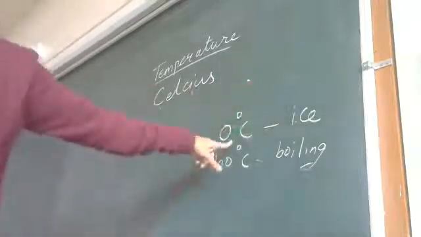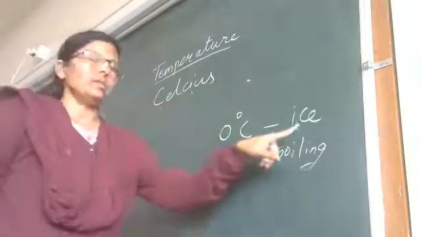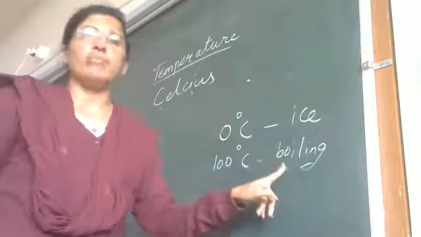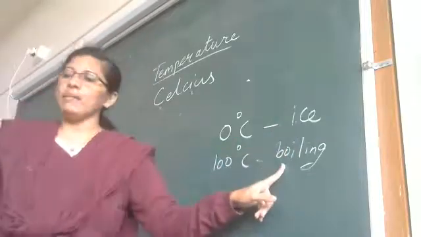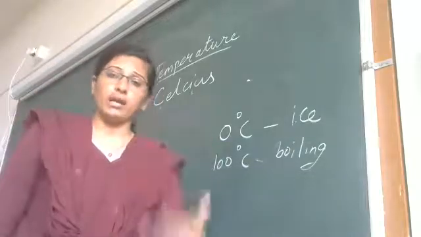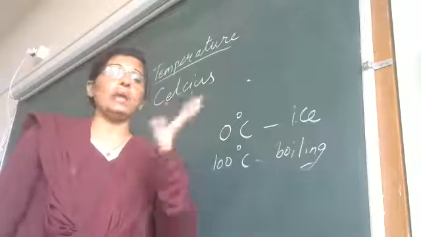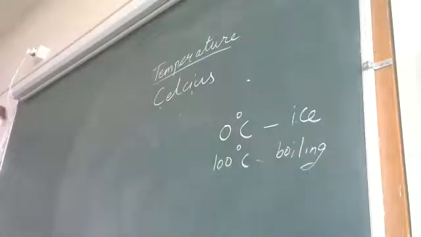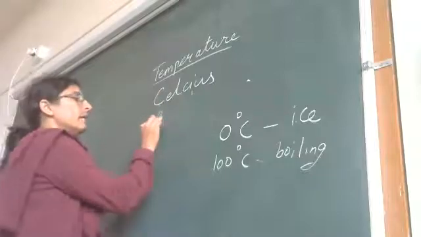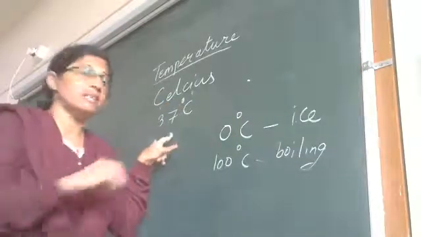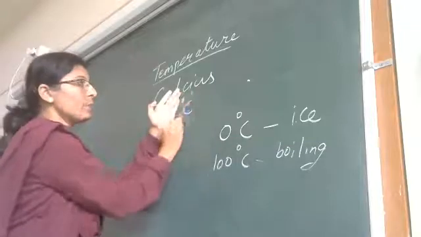In Celsius, 0 degrees is the freezing point of water, and 100 degrees is the boiling point. Can you tell me the normal body temperature? Normally, how much should it be? 30 degrees Celsius? No, ma'am, normal is 37. 37 degrees Celsius. This degree Celsius is a symbol.